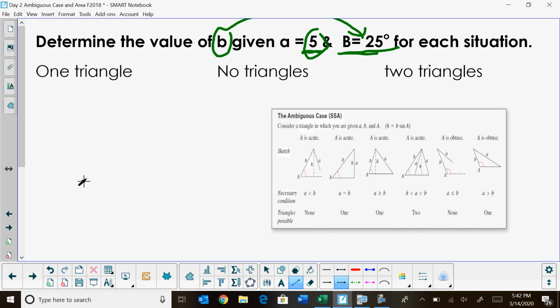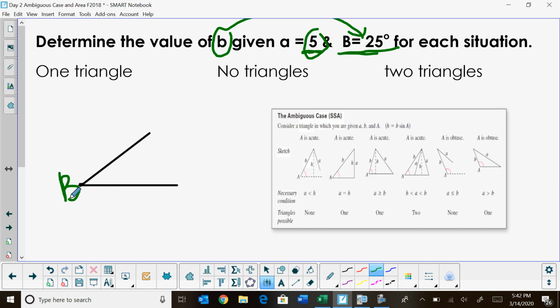These variables are kind of interchangeable, so just make sure you label your triangle with the given angle, with the associated opposite side, because that gets a little confusing on the homework. So if this is angle B and it's 25 degrees, side A would have to be the side next to it. And then what would be the length of this side B opposite angle B to create one triangle?